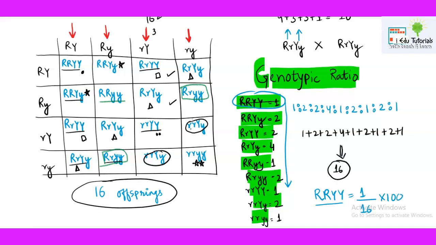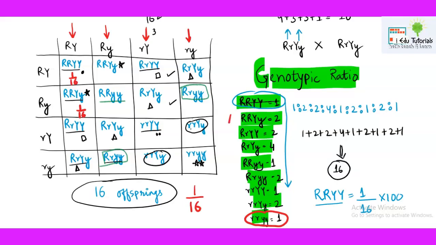If the question comes as, what is the probability of getting the homozygous recessive individual if you are crossing two heterozygous parents? Again, homozygous recessive is this individual. How many individuals of such genotype are obtained? 1. From how many? 16. So this is the probability. So any probability can be calculated because the probability of each individual is 1 by 16.